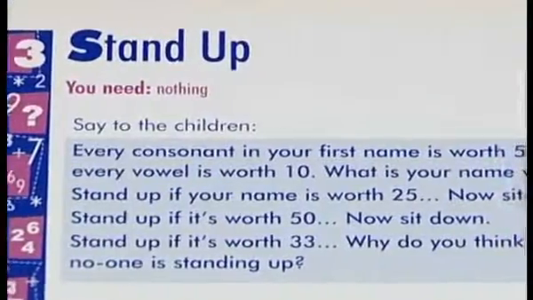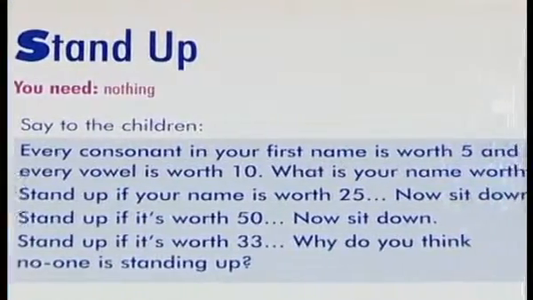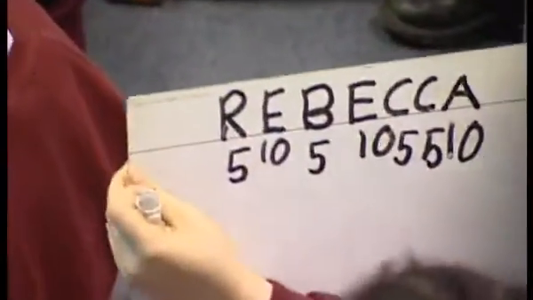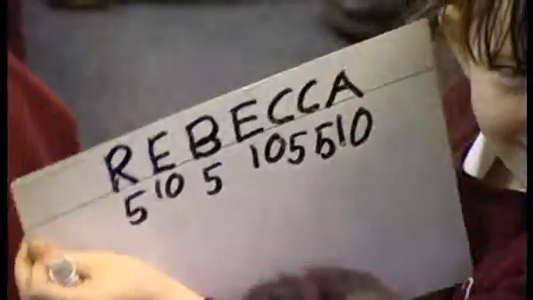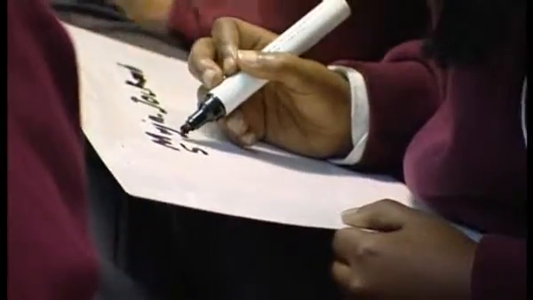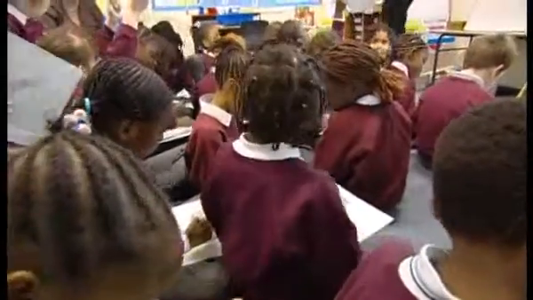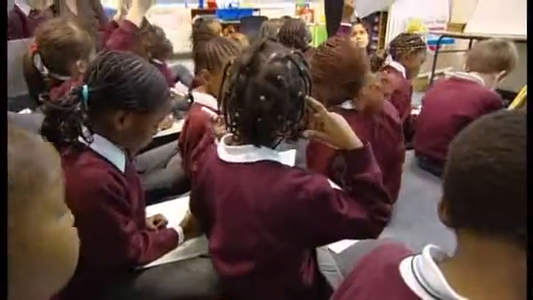The one I chose today was called Stand Up. The children are asked to find a value for their name, 10 points for a vowel or 5 points for a consonant, and then add them up, and then we see if we can find who has the most valuable name. When you've got your name, add up how many points you've got, and then write the total in a circle so we can see how many.